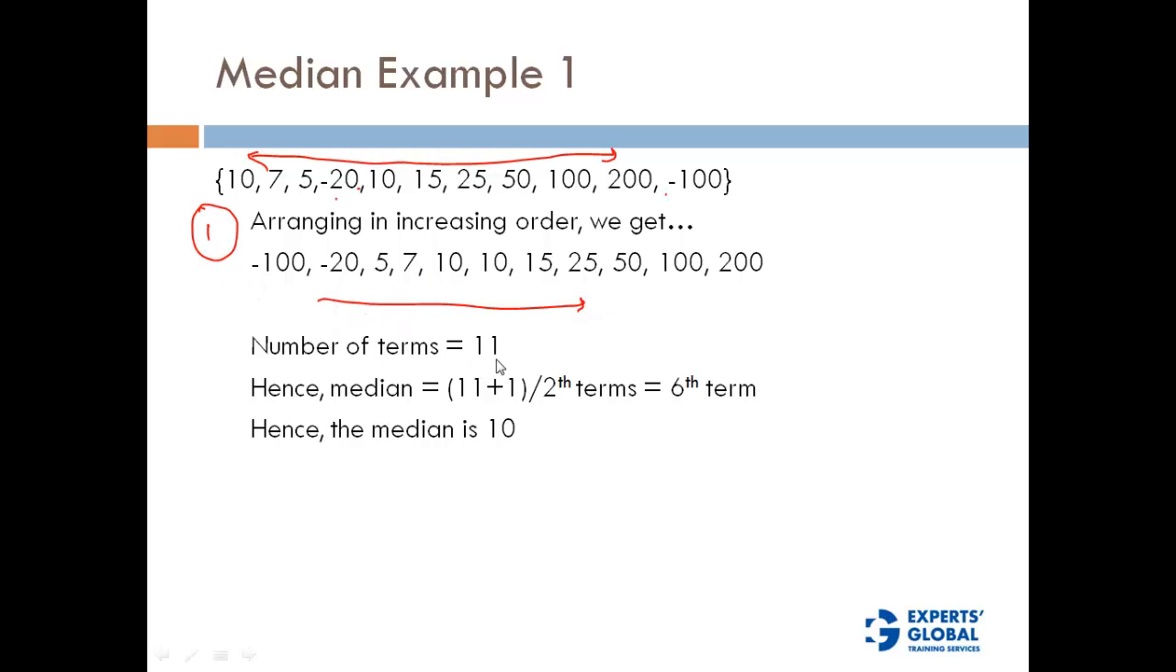Number of terms is 11, so 11 is odd. What do we do? We just look at n plus 1 by 2. This much we calculate, so that becomes 12 by 2, which is equal to 6. So we look at the sixth term. What is the sixth term in the arranged set? 1, 2, 3, 4, 5, 6. The sixth term is 10.